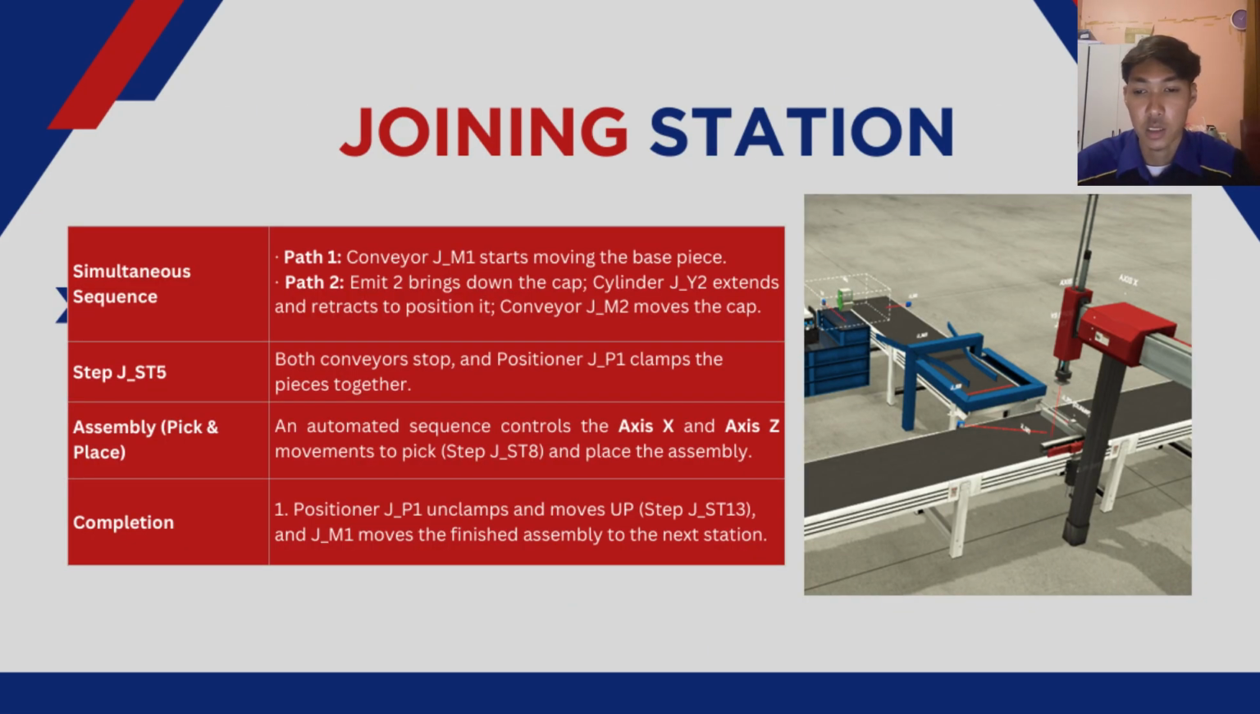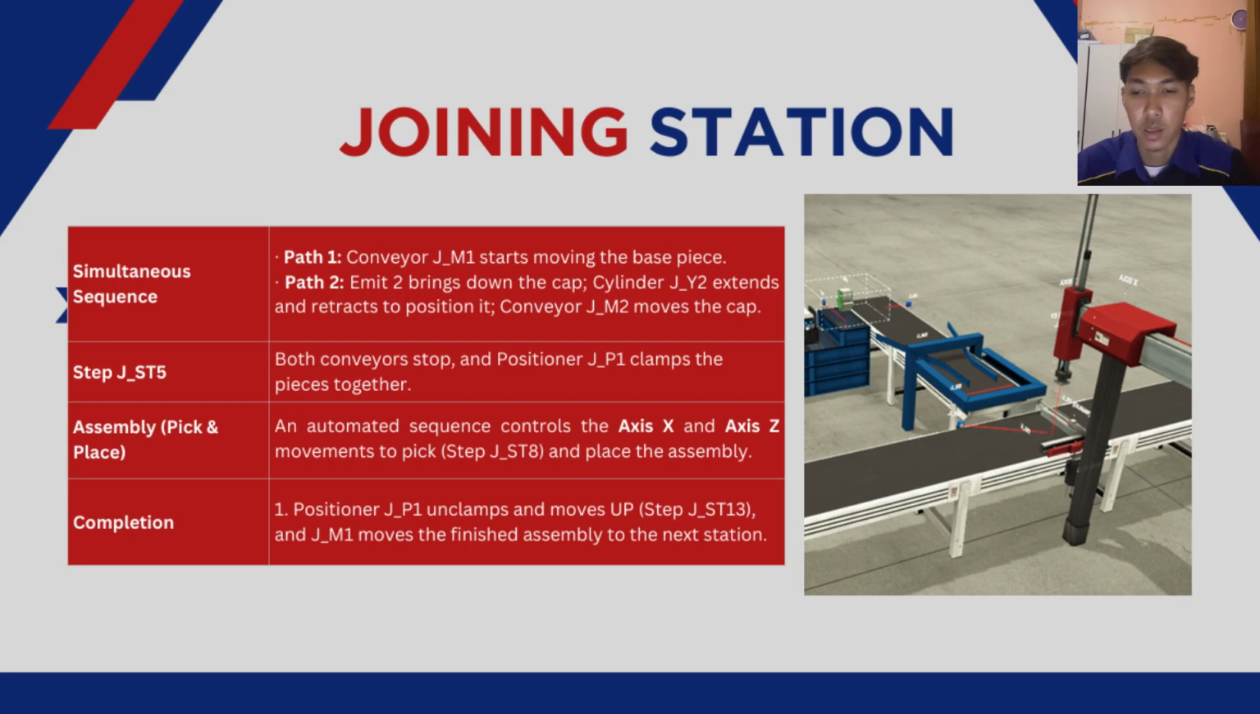For the joining station, simultaneous sequence, and step 5, assembly, pick and place, and completion. For the simultaneous sequence, when conveyor 1 or motor 1 starts moving the base piece, and in phase 2, emit 2 brings down the cap and cylinder Y2 extends and retracts to position it, and the M2 moves the cap. For step 5, the conveyor stops and positioner P1 clamps the pieces together.